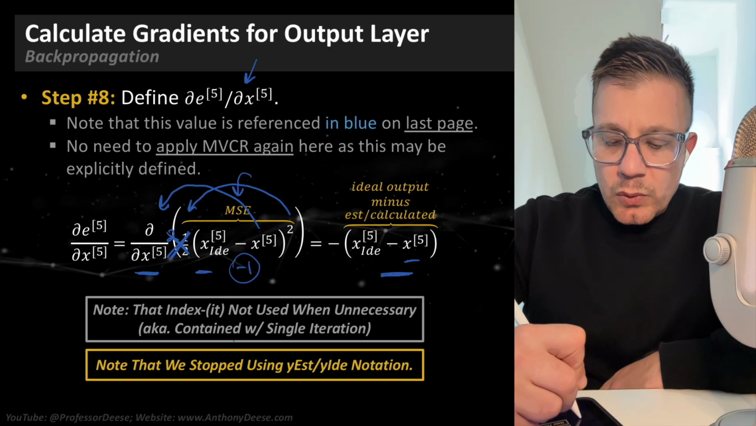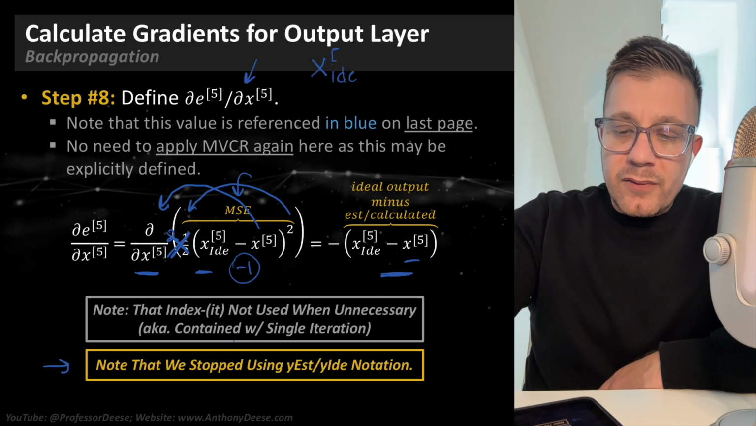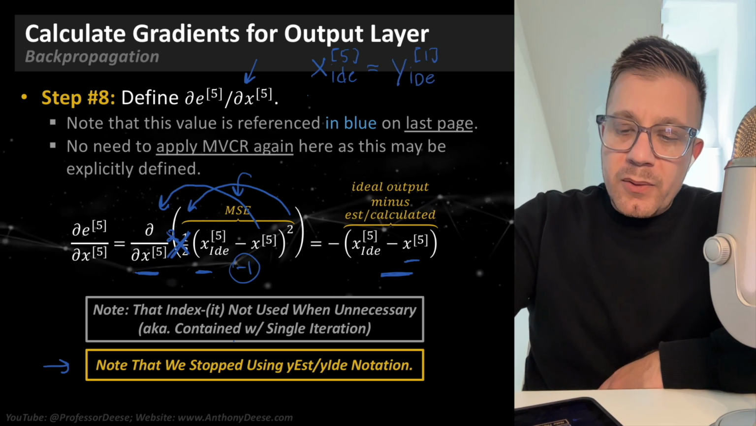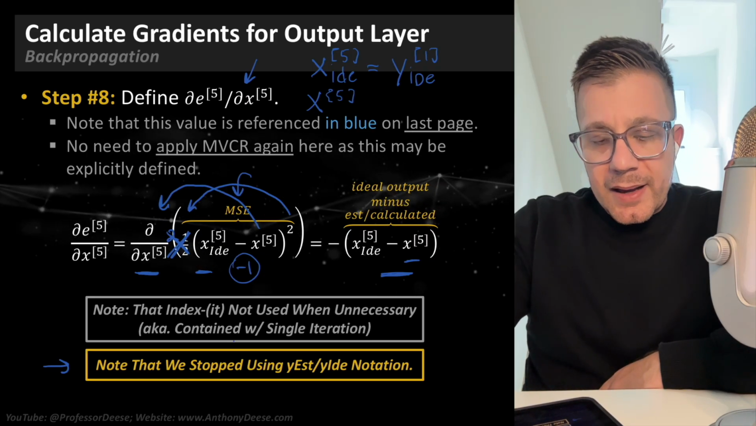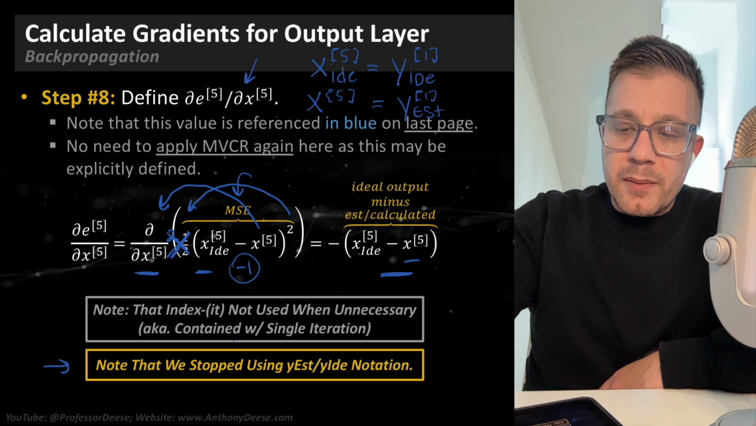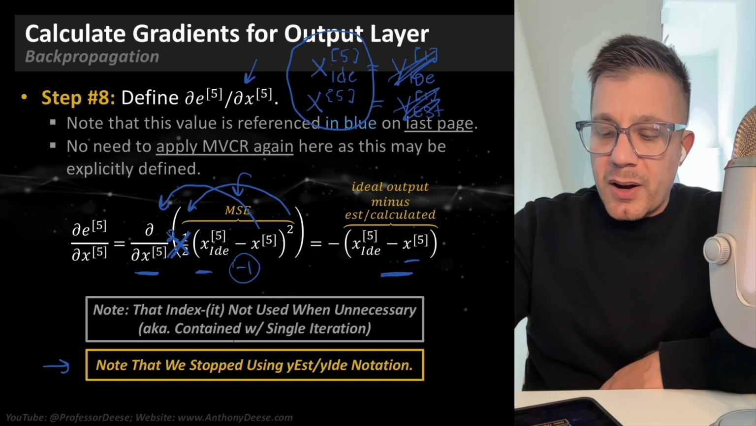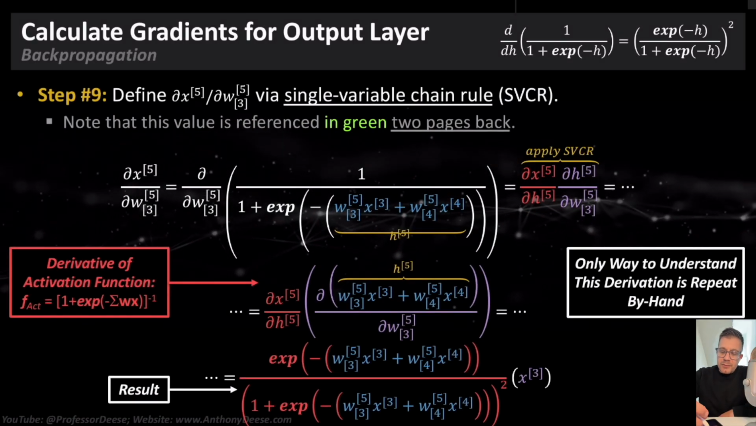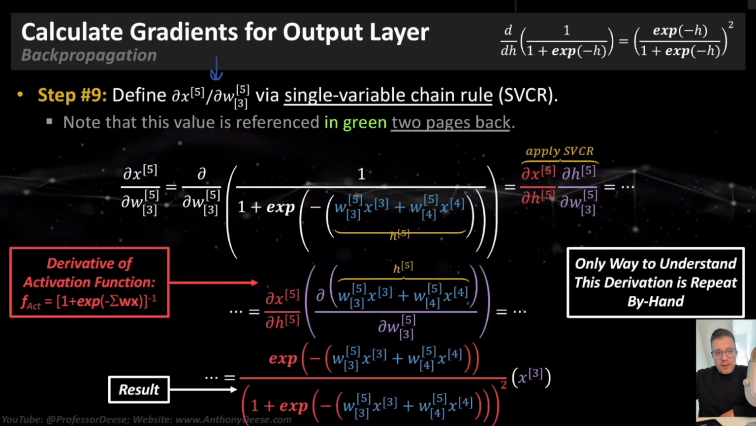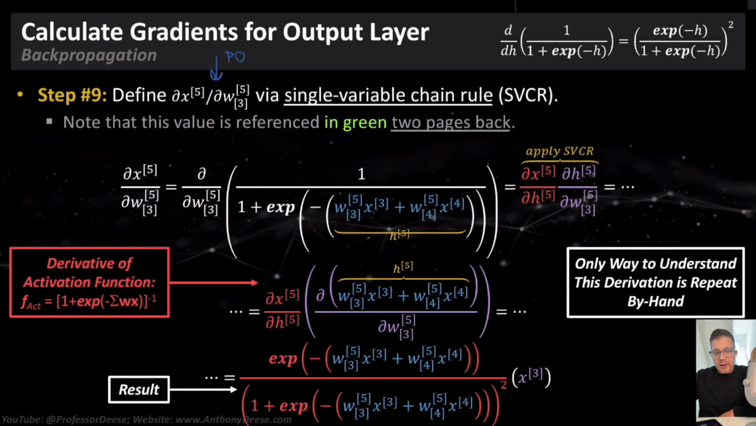Note that in this module we stopped using the variable y. Previously we had referred to the ideal state of node 5 as the ideal output with an index of 1, and we had referred to the calculated or the estimated state of node 5 as y sub est superscript 1, but we're no longer using those variables because we can simply rely on the ones that are already defined by our neural network. Step 9 attempts to define the partial derivative of state x5 with respect to synapse weight 3,5 via the single variable chain rule. Note that this partial derivative is referenced in green 2 pages back.